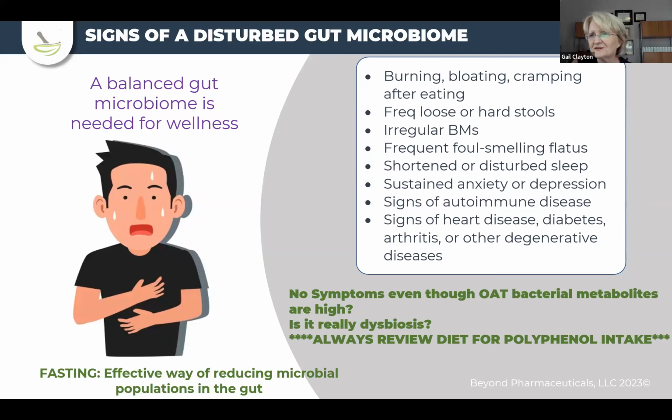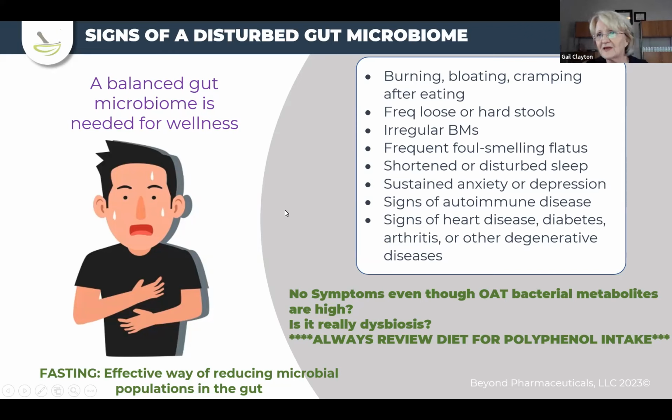Okay. Other signs would be disturbed sleep, sustained anxiety, depression can also have a root cause of a disrupted microbiome, autoimmune disease. And the thing about autoimmune disease is you have to have three things. You have to have a genetic component. You have to have some portion of a leaky gut, and there has to be a trigger. Typically if you remove one of those, then you can possibly put the autoimmune disease in remission, or at least reduce the effects of it significantly.